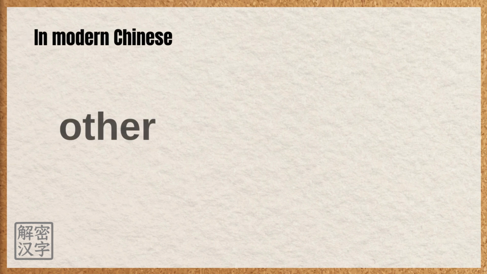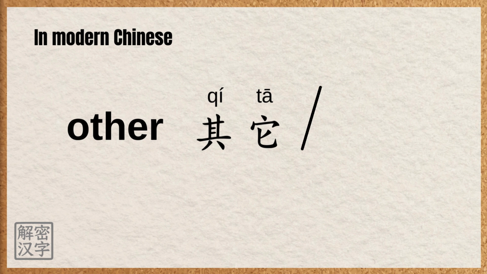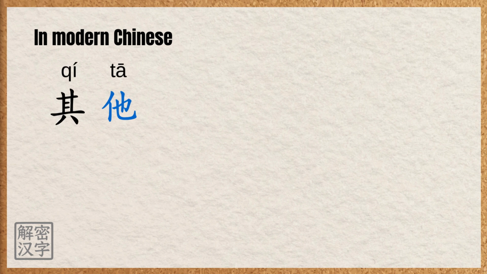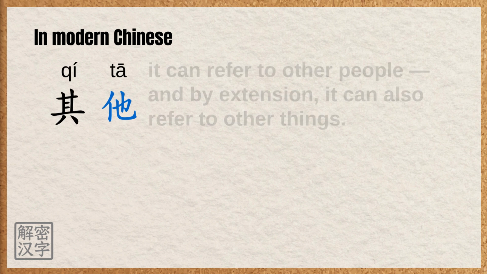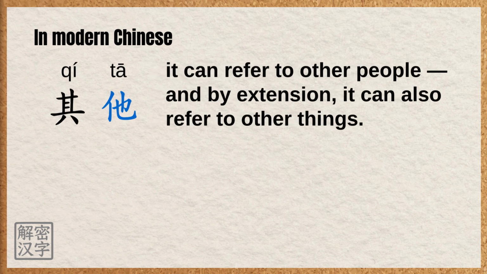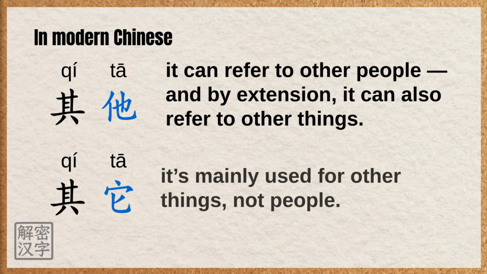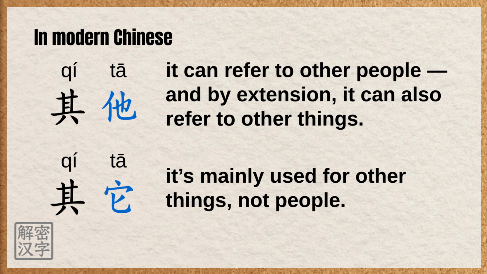Did you get it? In modern Chinese, the meaning of other can be expressed with 其他 or 其他. But here's an important detail. 其他 uses ta with the person radical, so it can refer to other people, and by extension, it can also refer to other things. But 其他 uses the non-human pronoun ta, so it's mainly used for other things, not people. So be careful, don't use them in the wrong situation.